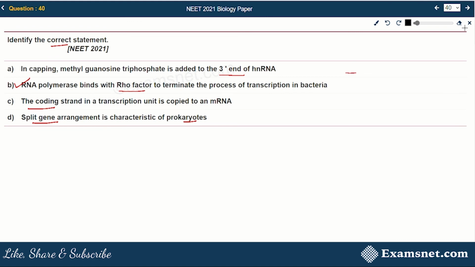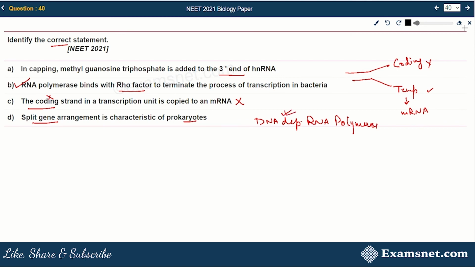So we know that a DNA has two strands. One is the template strand and the other is the coding strand. During the process of transcription, this template strand is copied into an mRNA. Therefore, option C is false because the coding strand is not copied, the template strand is copied. Now, the enzyme used is DNA dependent RNA polymerase. Why this name? Because RNA is to be polymerized using the strand of DNA. Therefore, it is DNA dependent RNA polymerase.